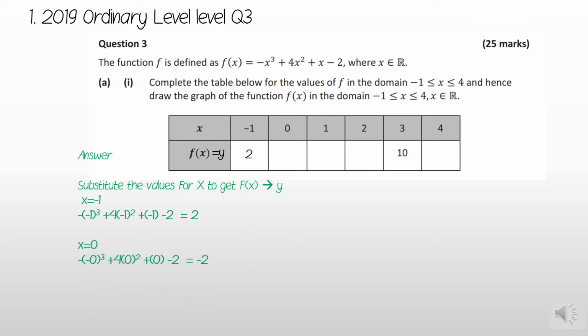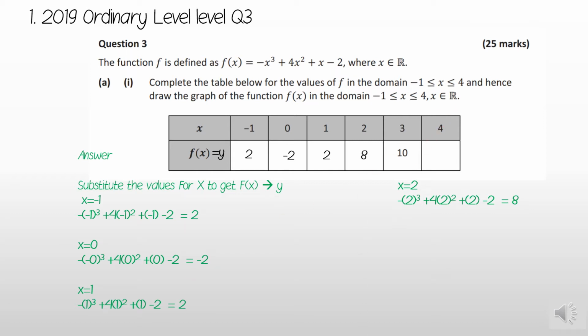You do the same when x is 0. You get f of x equals minus 2. You sub in x equals 1. You do the same, and then you get a value of 2. And then you do the same again for x equals 2. You get a value of 8. You continue. You skip the 3 because it's already done. They already found 10 for that, so we do 4. We sub in 4 for x.